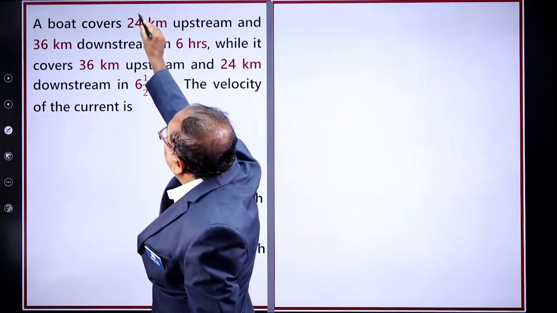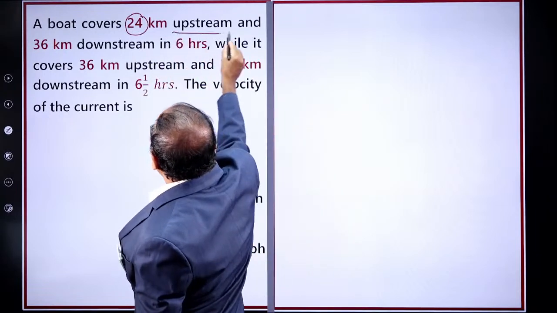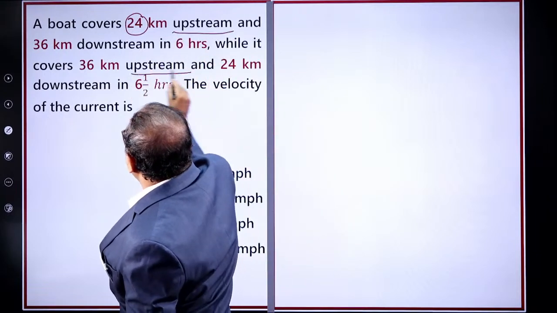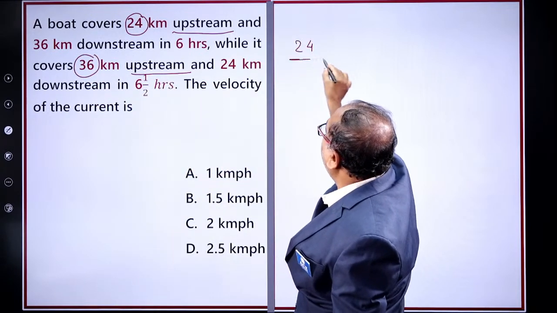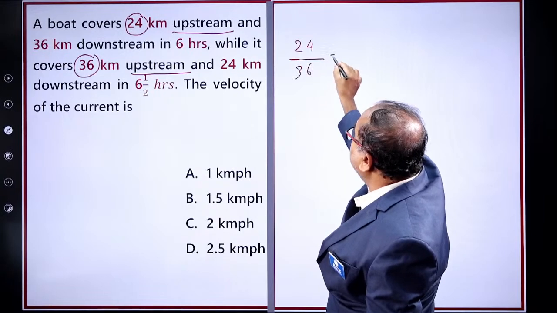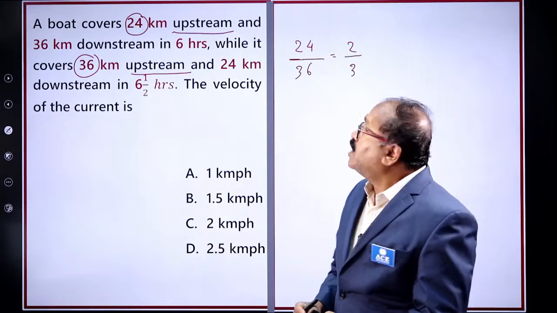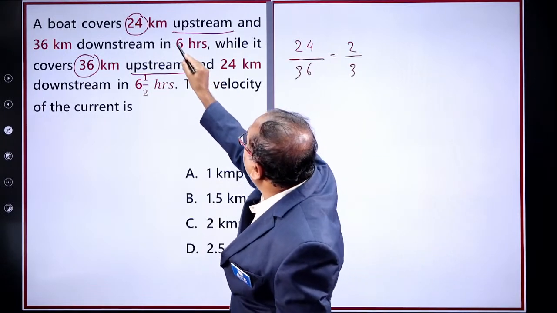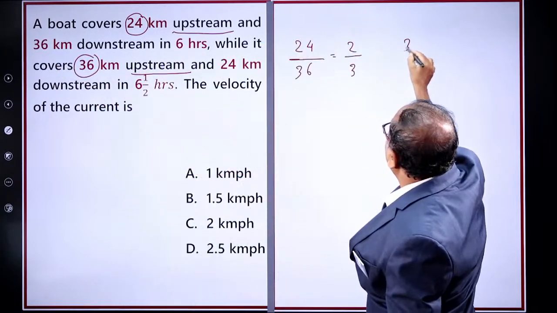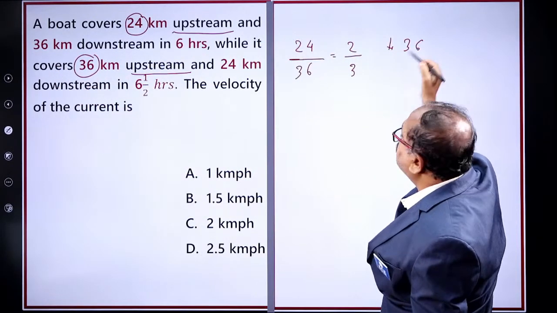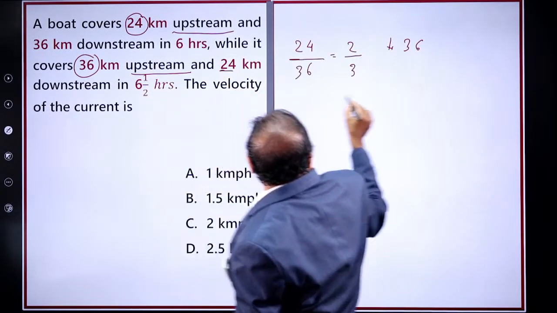Now look at this one. This is 24 and 36. This is upstream, and here this is upstream, 36. So what is the ratio of 24 and 36? This ratio comes to 2:3. And what is the distance covered over here for downstream? Here the downstream distance in the first case is 36 km, and here the downstream distance is 24 km.